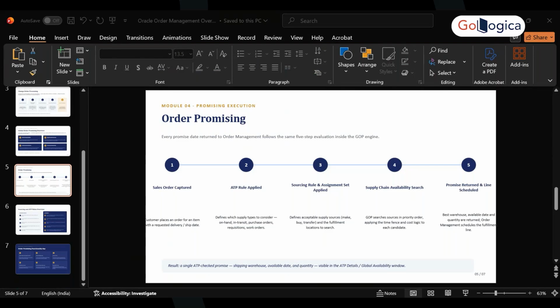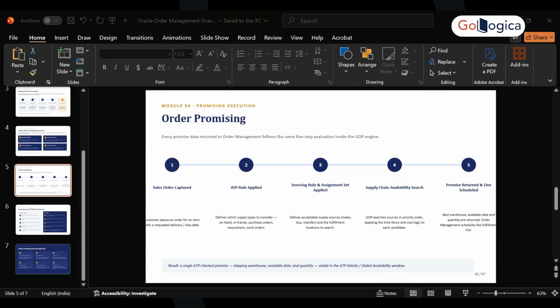Different organizations follow different planning strategies. Some organizations promise delivery only against the available inventory, while others also consider future manufacturing or incoming purchase orders. So the ATP rule always allows Oracle to follow the organization's business policy while calculating the product availability. Without an ATP rule, Oracle would not know which supply sources to consider for validly promising customer orders.